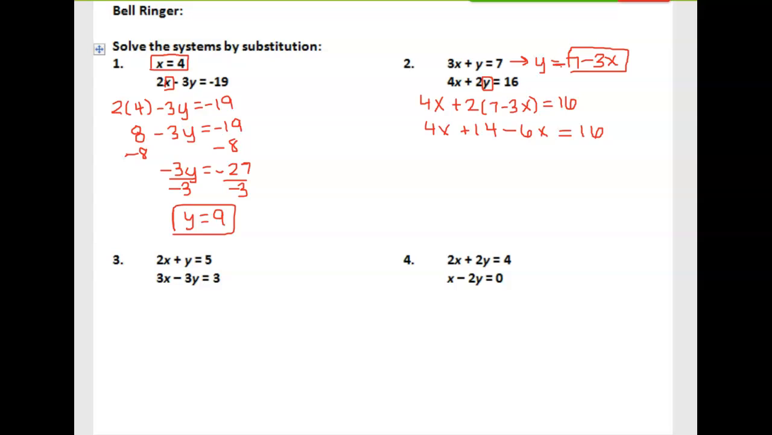And then you have negative 2x plus 14 equals 16. Negative 2x equals 2. Divide by negative 2. And x equals negative 1.